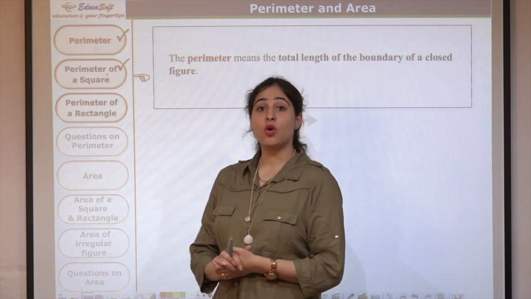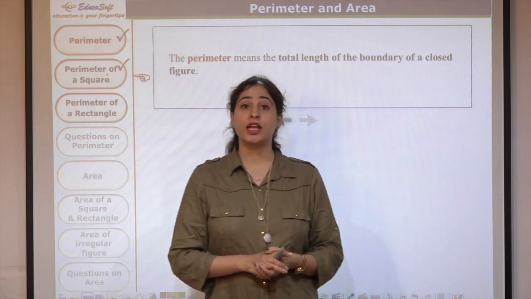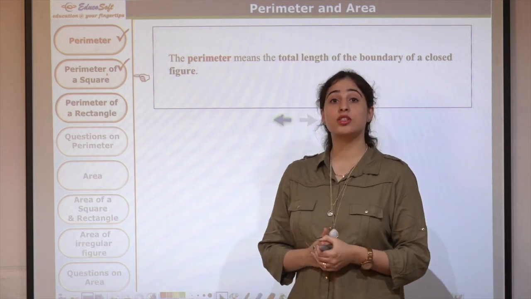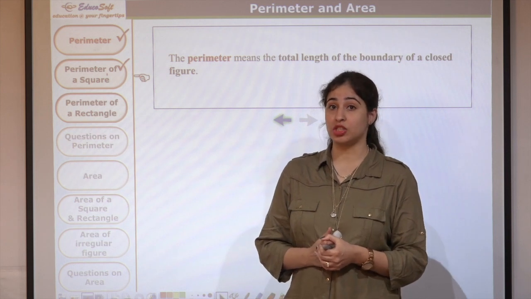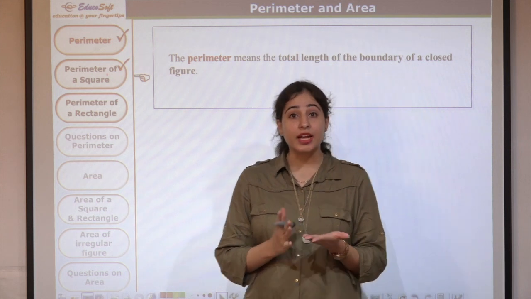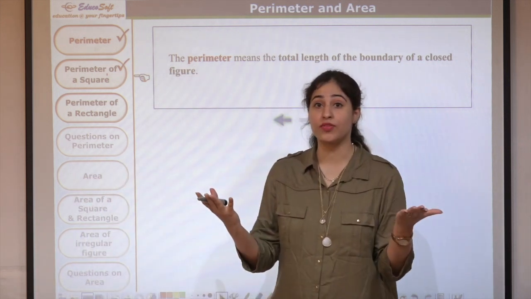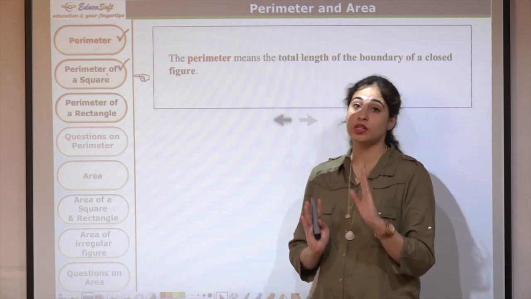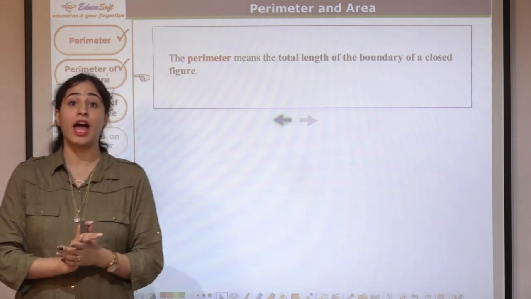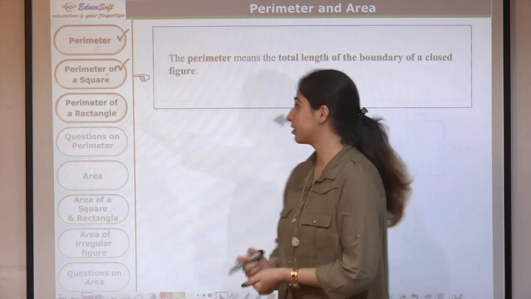So, let us now consider some closed figures. Closed figures, can you give me some examples of closed figures? Closed figures which are two dimensional. Yes, we have a square, rectangle, circle, triangle. These all are closed figures. But we are just going to consider two closed figures, which is a square and a rectangle. So, let us begin with a square.